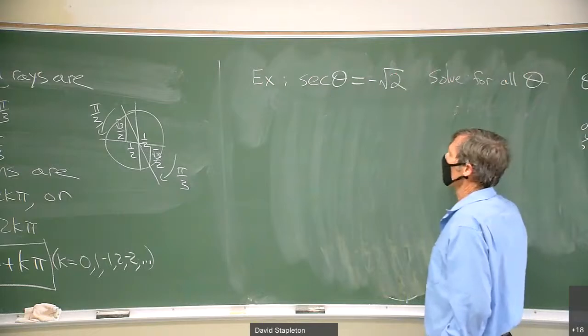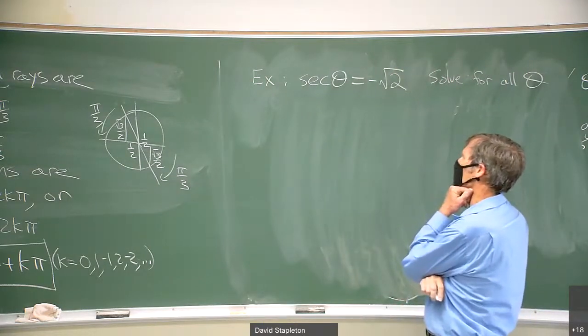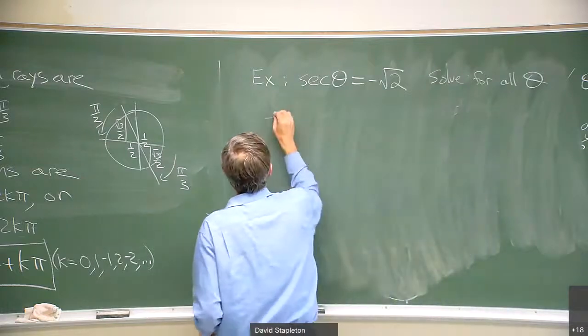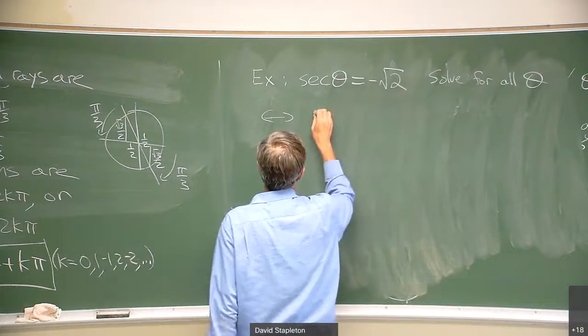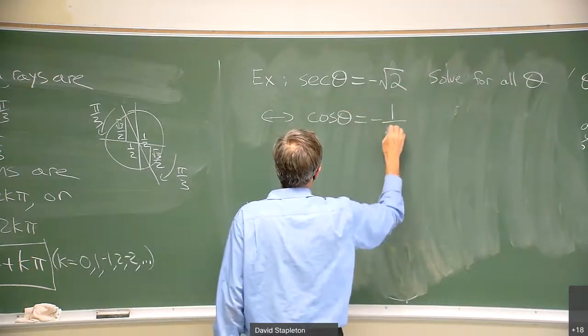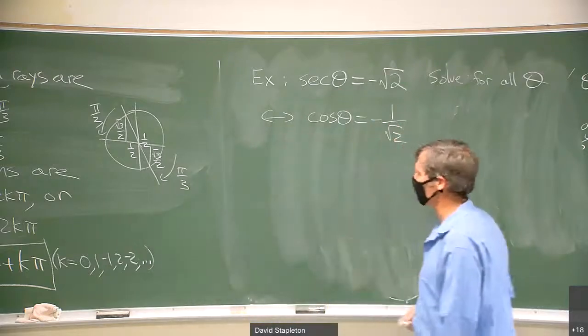What can I do? Well, now secant isn't either the x or y coordinate, it's 1 over the x coordinate. What's easier to do if you have secant or cosecant is to immediately write the reciprocal. Instead of secant equals this, take the reciprocal of this equals the reciprocal of this, and you have cosine theta equals minus 1 over square root 2. So secant or cosecant, immediately rewrite it.